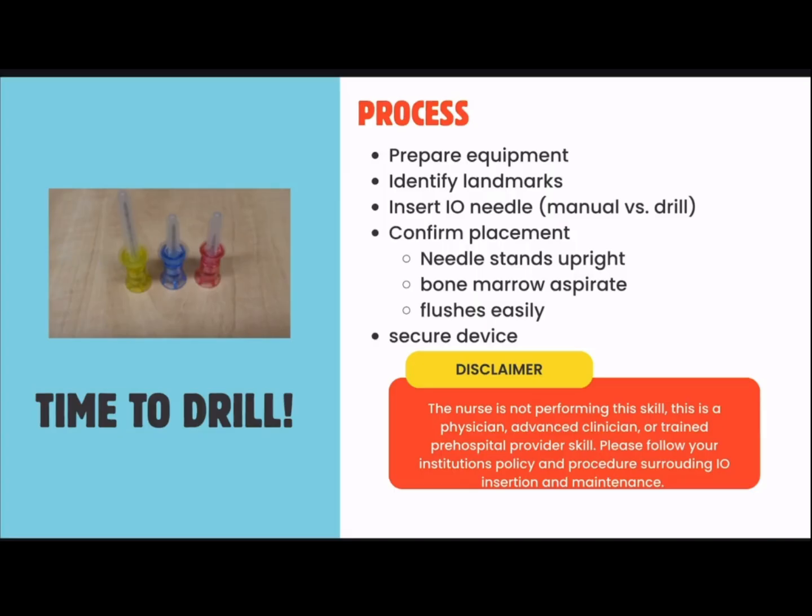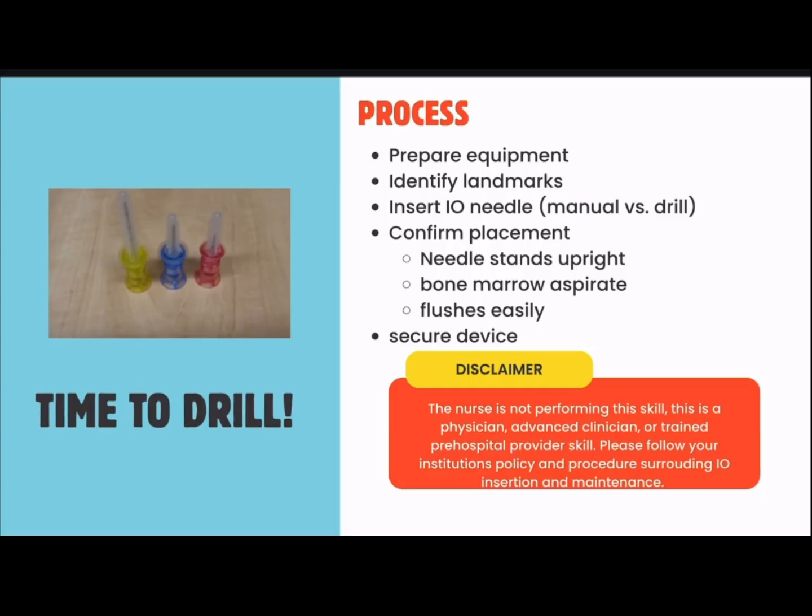Lastly, you're going to see that pink IO needle there. That's your 15 millimeter, which is for your pediatric patients. I always think pink, pediatric. That's 3 to 39 kilograms. In the next slide, you're actually going to see a little video of the different sizes of the needles up close and personal, and what it looks like at the tip where it's going to anchor in. So you're going to prepare your equipment.